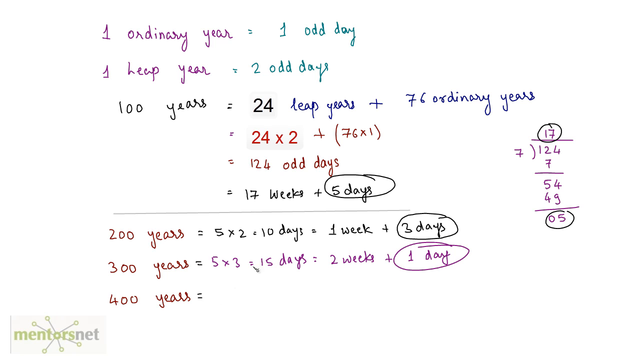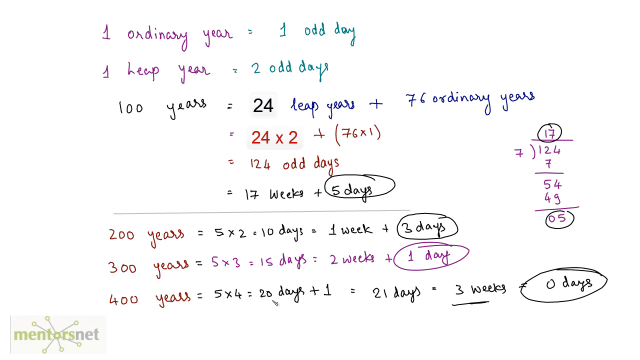And in case of 400 years, it is 5 times 4, that's 20 days. But in 400 years, the year 400 is a leap year, right? And in a leap year, there are 2 odd days. One we calculated in 20 days, so we'll have to add one more, because in a leap year there are 2 odd days. So we have to add 1 here. So this becomes 21 days. Right, and 21 days is exactly 3 weeks. Hence, the number of odd days is 0 days.